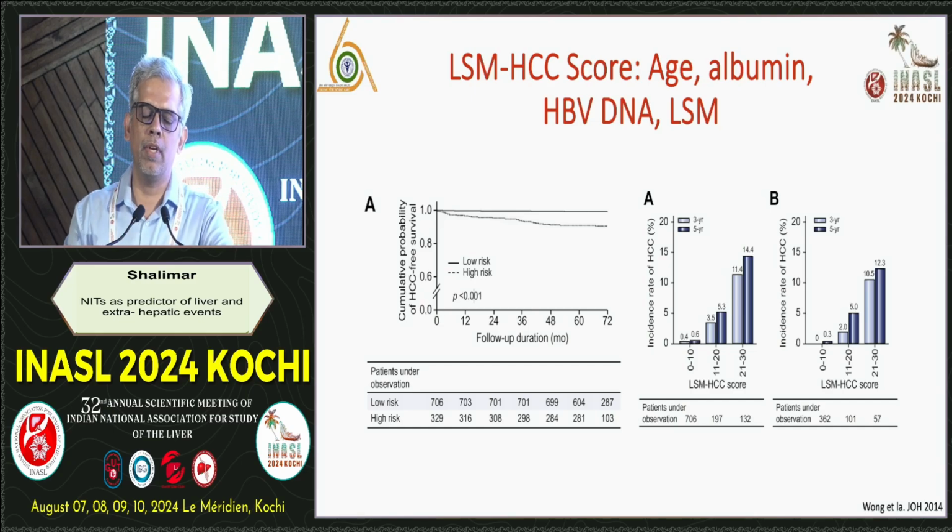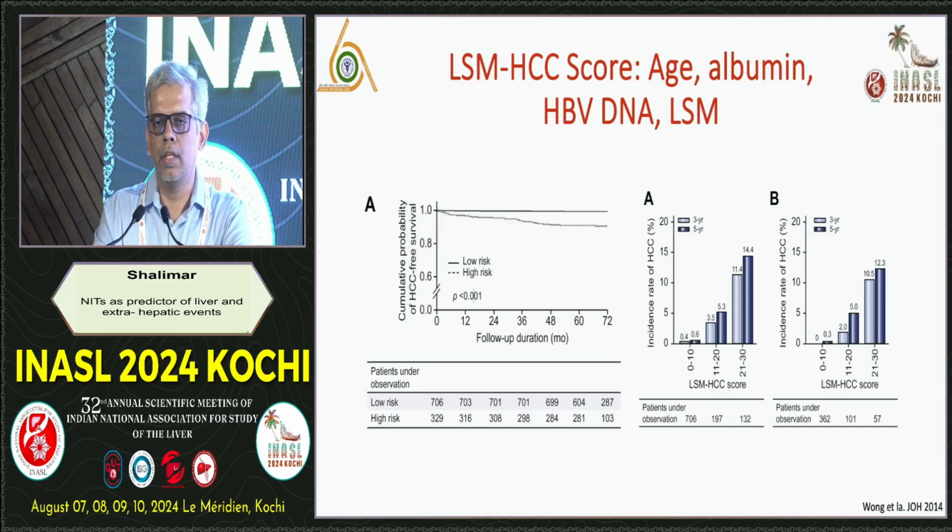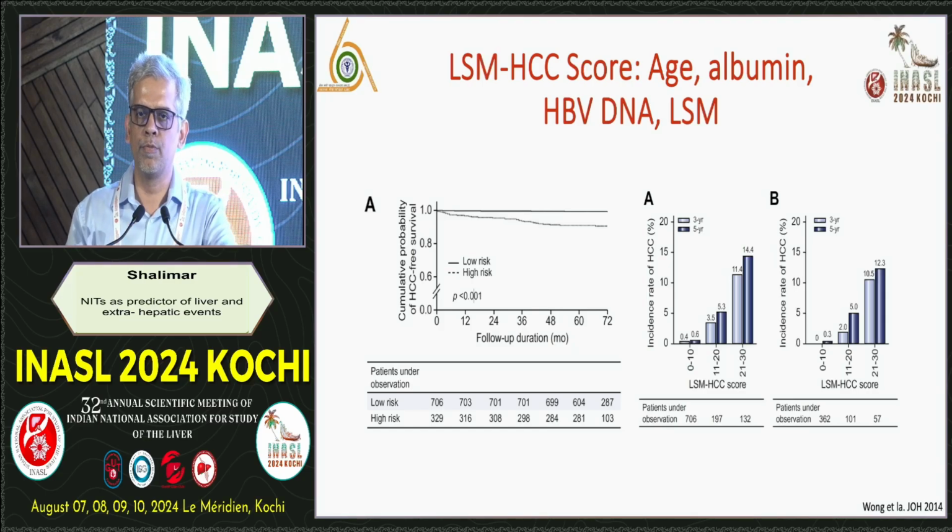NIT-based scores have been proposed for the prediction of HCCs, and this study on hepatitis B virus patients showed that inclusion of NITs, including liver stiffness measurement, combined with demographics and lab parameters, can help predict patients who are going to develop HCC in patients with hepatitis B virus infection.